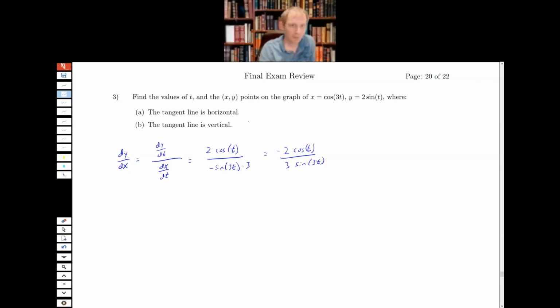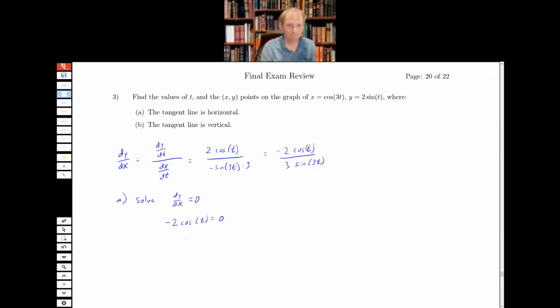All right, if I want to figure out where a tangent line is horizontal, a horizontal tangent line has a slope of 0. So I want to figure out where the derivative outputs 0. So I'm going to solve dy dx equal to 0. And as we've talked about before, a fraction is equal to 0 when the numerator is 0. So this is going to be when negative 2 cosine of t is equal to 0.